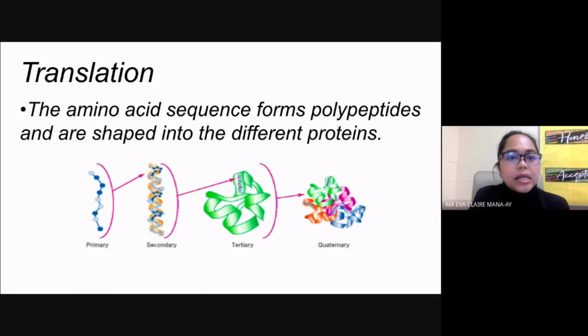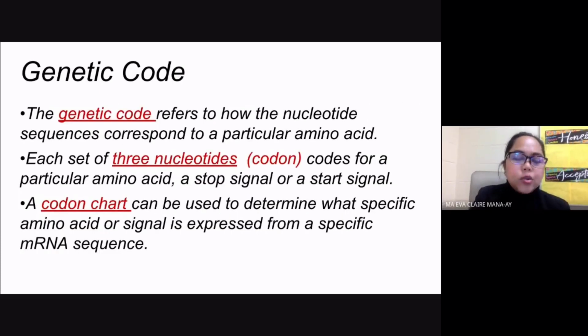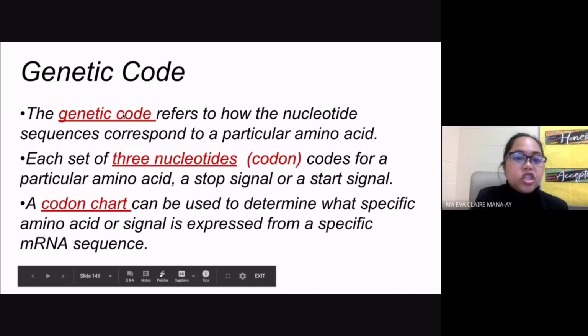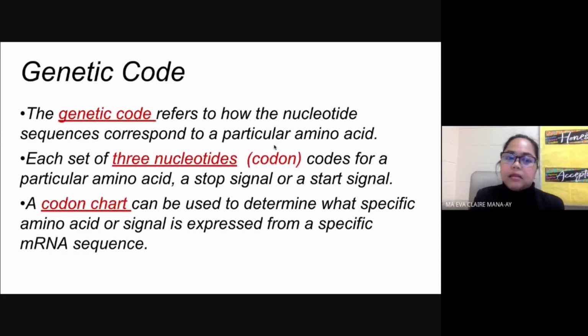Now, how does it happen? Okay, in our study of translation in biology, we usually use the genetic code. This refers to how the nucleotide sequences correspond to a particular amino acid. Each set of 3 nucleotides would be called a codon. Now, your codon would always code for a particular amino acid, a stop signal or a start signal. Remember, you have 20 different types of amino acids. Amino acids are the building blocks of your proteins.